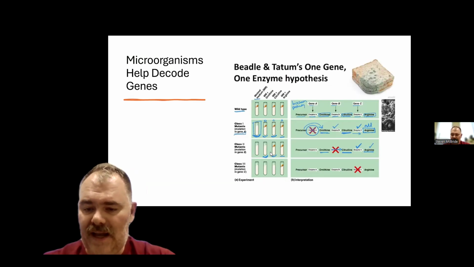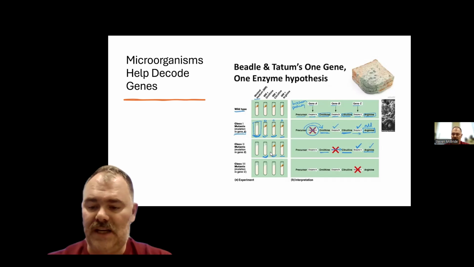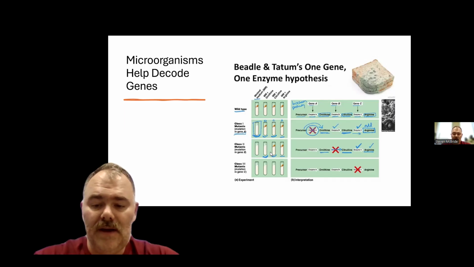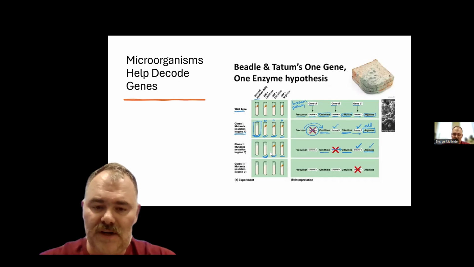And so Beadle and Tatum, George Beadle and Edward Tatum, used bread mold to study mutations in metabolism. Their experiments showed that genes control the production of enzymes. This led to the one gene, one enzyme hypothesis, which connects genes directly to biochemistry. The idea here is that there is a portion of the DNA that codes for a gene. That gene codes for an individual protein.